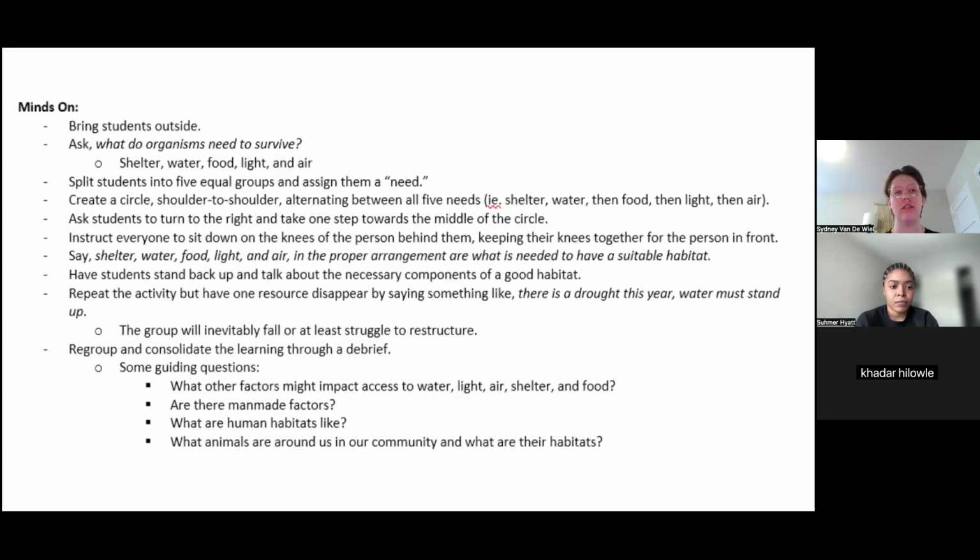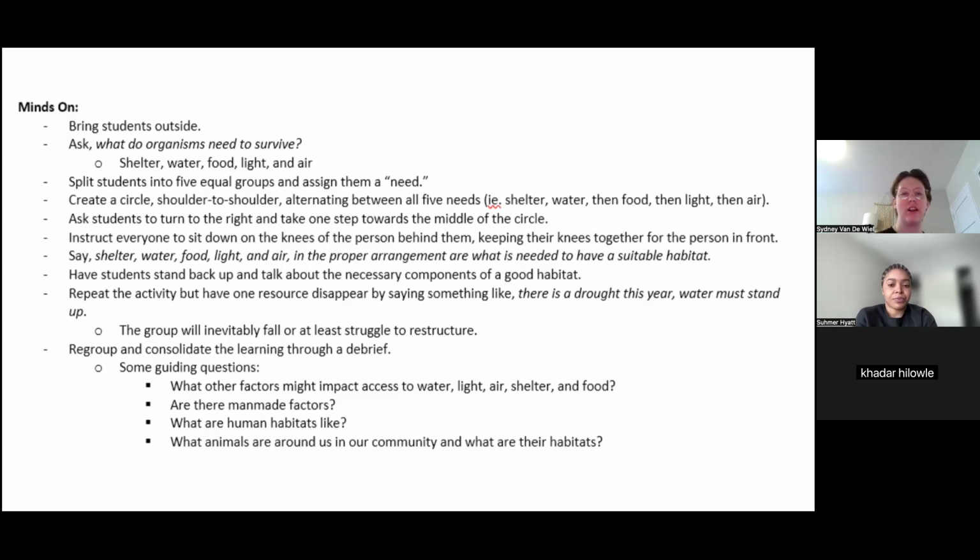on, and essential questions. So for the minds on, students are going to go outside. We're going to ask, what do organisms need to survive? And we're looking for shelter, water, food, light, and air. We're going to divide them into 5 groups and assign each one of those needs. And then we're going to create a circle shoulder to shoulder, kind of alternating between all 5 needs. So they should be in order.